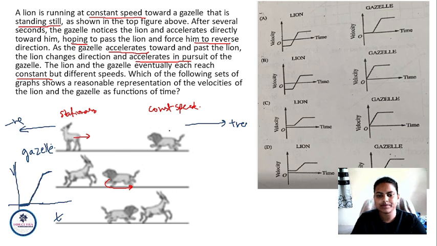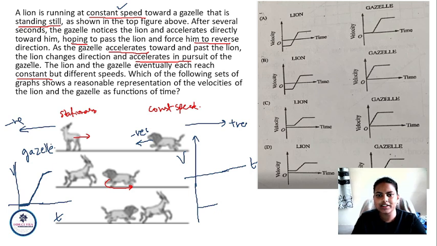Let's talk about the lion. The lion was initially going with constant speed, but in the negative direction, as you can see. So initially it was in negative velocity. For the lion, we have to draw velocity versus time. Initially it was a negative constant speed. That's why it's parallel to the x-axis.